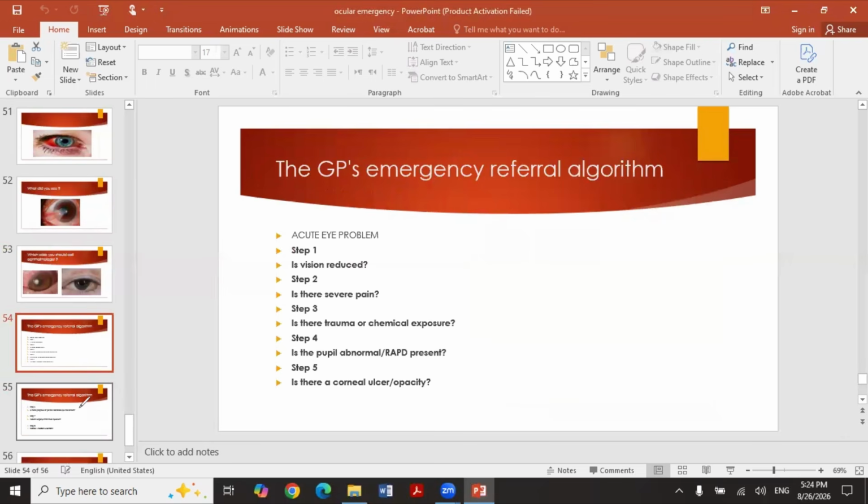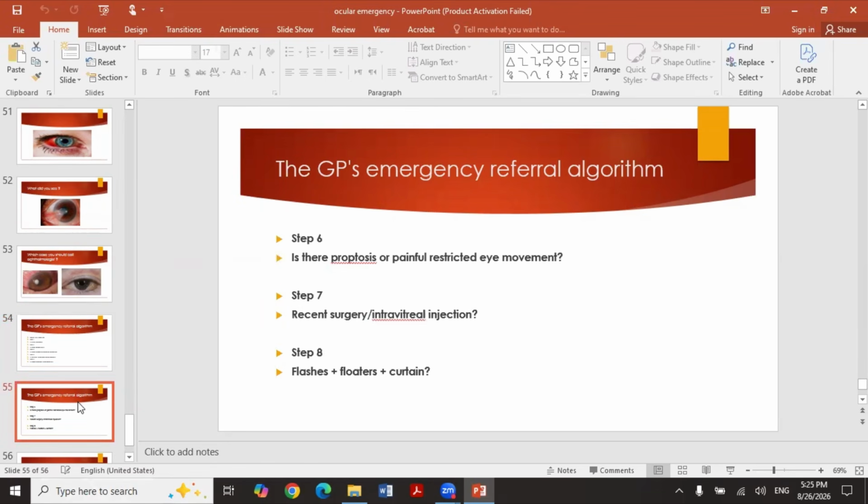Okay, so I will just summarize. Each GP doctor, emergency doctor, should check the visual acuity, whether it's reduced or not, whether he's seeing counting fingers or hand motion. If there is severe pain, you can just ask from 1 to 10 how much the pain is. Is there any trauma, especially chemical exposure? Is the pupil abnormal? Is there any rapid, and I showed the slide about the rapid, and I will repeat it if it's not clear. Is there any corneal ulcer or opacity? Is there any proptosis, painful or restricted eye movement? Is there any recent surgery or intravitreal injection? And I made the step: flashes, floaters, curtain.